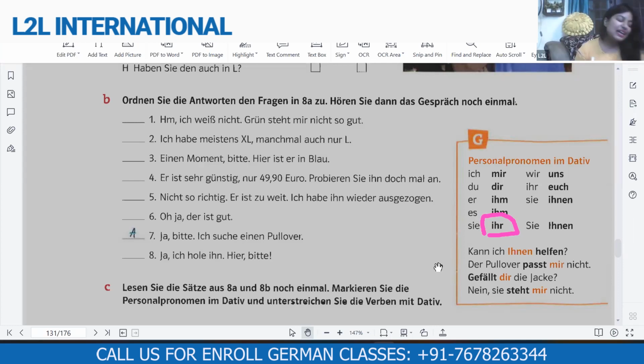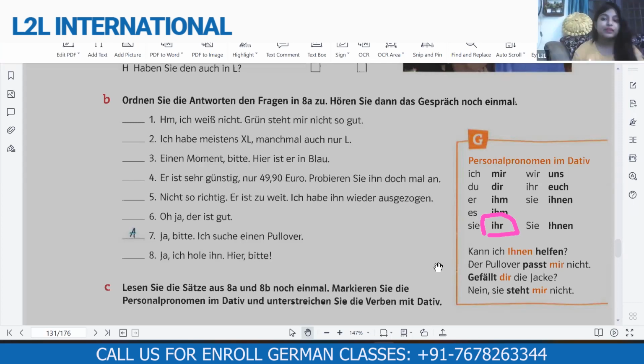Next one. Schau mal, die Hose, wie findest du sie or ihr? So we are using the pronoun for Hose. Sie or ihr? Sie. Why sie, Sana? Okay, ihr. Why sie? Anybody? Why ihr? Hose is a dative verb. No, Hose is a noun, Sana, Hose is not a verb.